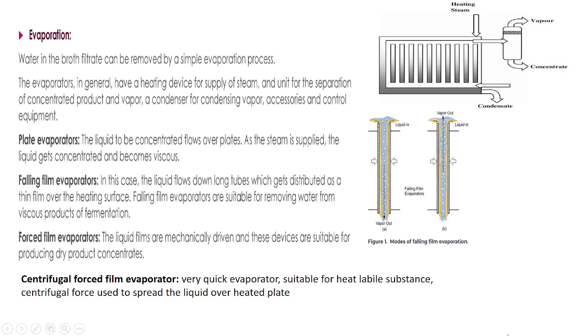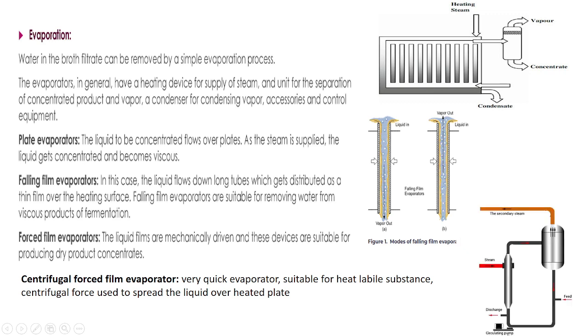Here the liquid flows down through long tubes, and the product gets deposited as a thin film over the heating surface. The heating surface here is the walls of the tube. You can have two models of falling film evaporators: the liquid can be sent in and the vapor can go down through the bottom, or the vapor, meaning the vapor formed from the water that was evaporated, can escape from the top.